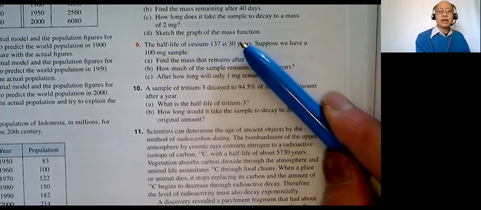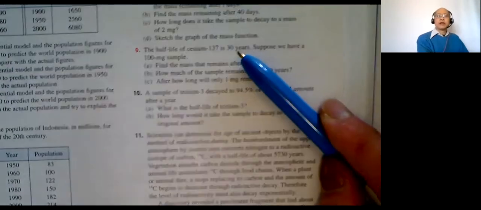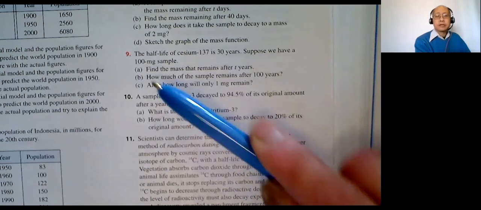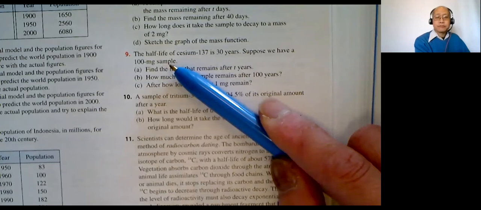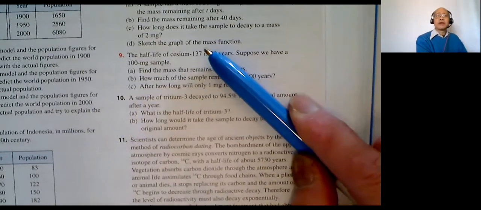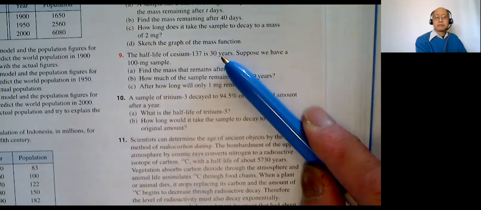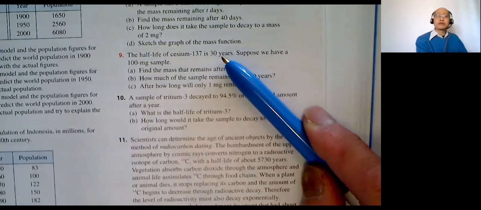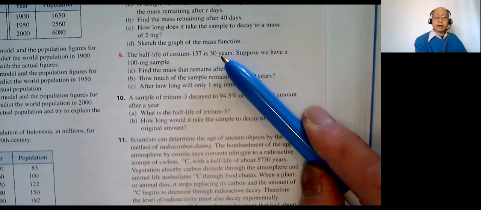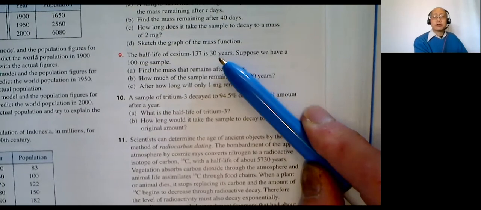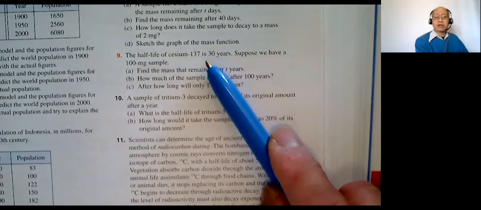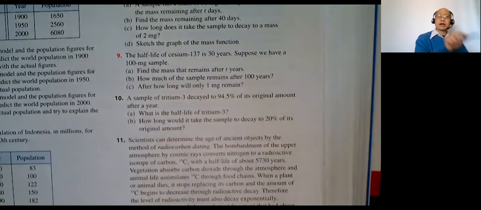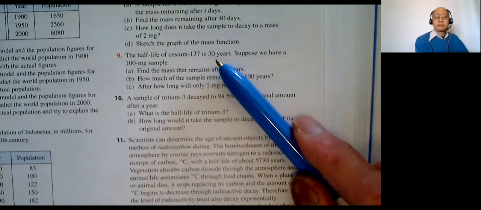All right, half-life is 30 years. That means after 30 years, the substance decays to half the original amount, right? So if I have 8 grams, after 30 years, it'll go down to 4 grams. However, after another 30 years, it doesn't go down to 0. It doesn't go down in a straight line. After another 30 years, the 4 becomes 2, and after another 30 years, the 2 becomes 1, and so on. That's the way radioactive decay works. So it's not in a straight line.